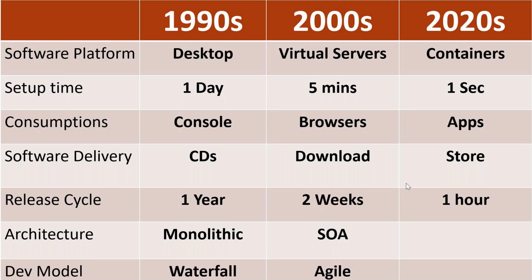So many of you will start fighting. Rajesh, how can you say a 1 hour release cycle? That means you are saying planning, coding, building, testing, and deployment, everything should be done in 1 hour. How can it be possible?